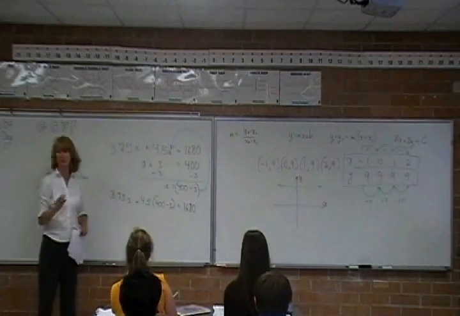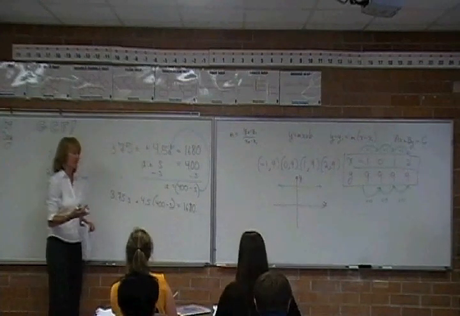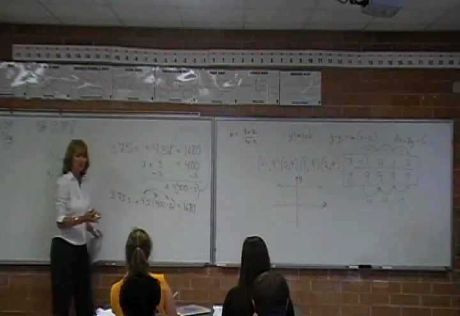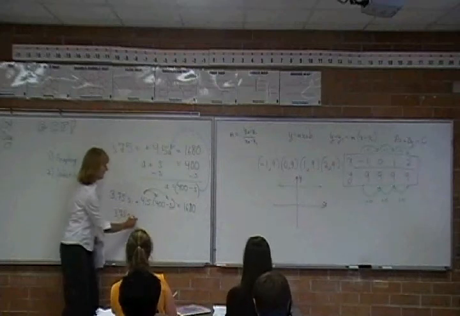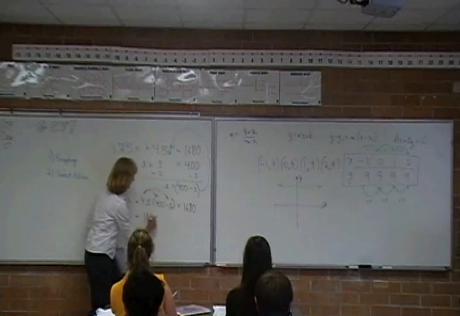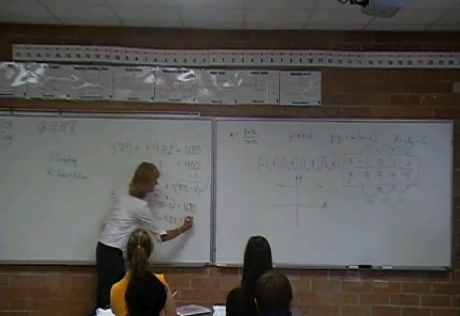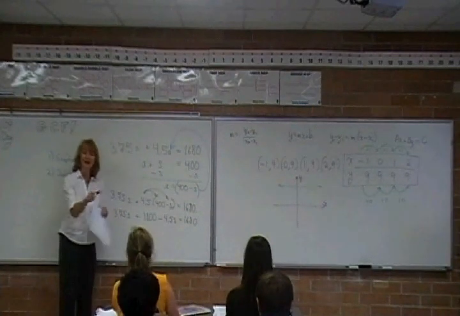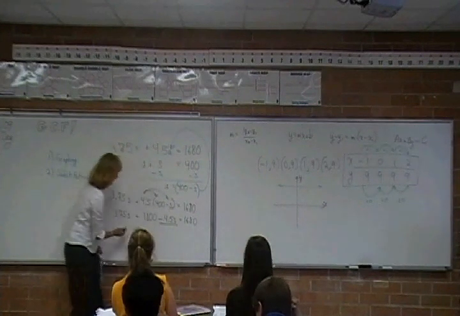All you need to do is distribute, combine your like terms, and solve, just like you do any multi-step equation. So when you distribute, 4.5 times 400, well, you know 4 times 400 is 1600, and half of 400 is 200, so that's 1800. Minus 4.5S equals 1680. What do you do next? Combine like terms. Good, and it's a negative. Don't forget, that's a negative.